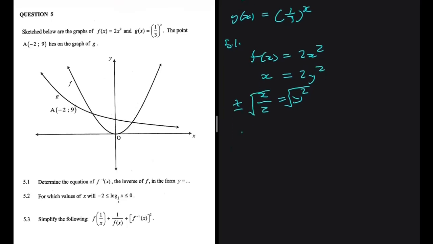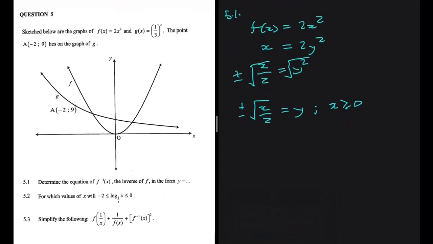So I'm going to get plus or minus the square root of x divided by 2 being equal to y, right? And then we're supposed to have a restriction here because we know that we need x to be greater than or equal to 0 for this equation to hold. And then just like that, we have answered 5.1, the equation of the inverse of f of x. And then moving to 5.2.